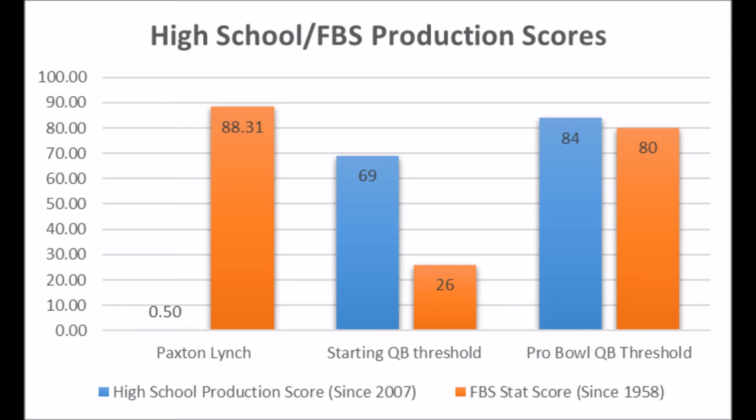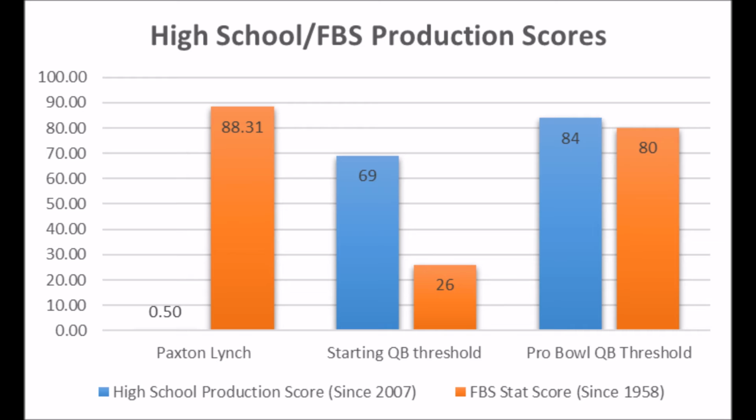He was, however, to have a pretty good FBS production score of 88.31 out of 100, which again was the year he was drafted, at least the final year that he played college football. And while that is impressive, and as you can clearly see, he pretty much surpasses the starter threshold and the Pro Bowl threshold when it comes to his FBS stat score, it doesn't take away the high school production data, which has been very clear from 2004 until now, that you need these things to match.